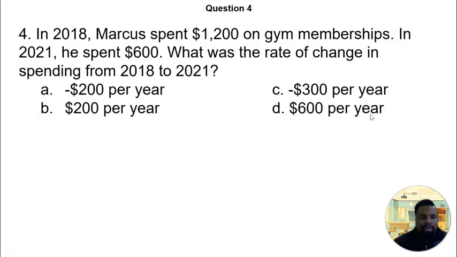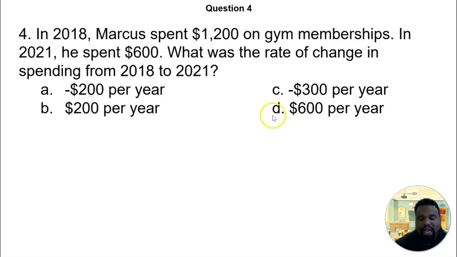Let's take a look here. In 2018, Marcus spent $1,200 on gym memberships. In 2021, he spent $600. What was the rate of change spending from 2018 to 2021? What I want you to notice, first of all, is when he first started, he spent $1,200, and then in 2021, he spent $600. There's a decrease. All right, and so we're looking at the rate of change. Since it's a decrease, your rate of change should be negative. So we already know we're going to eliminate B and D already.